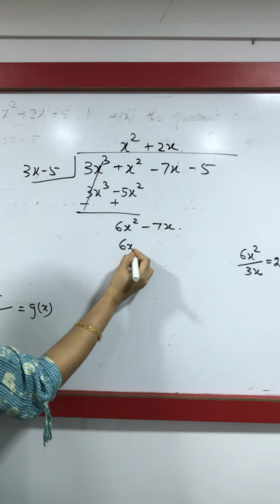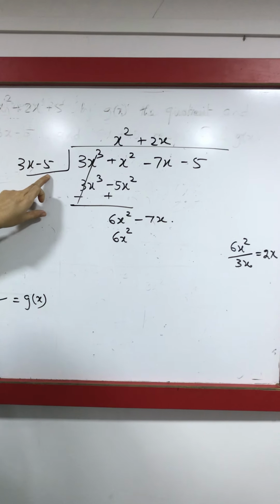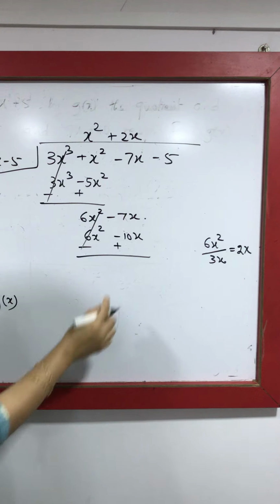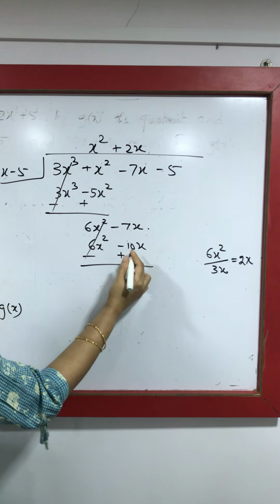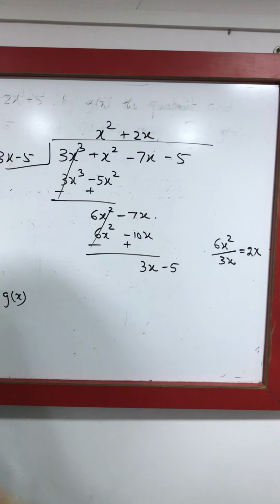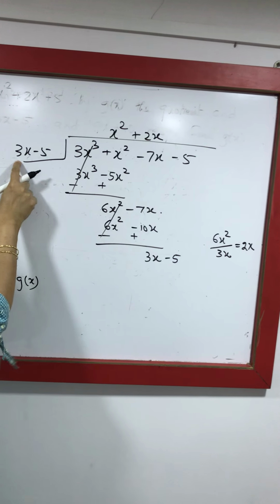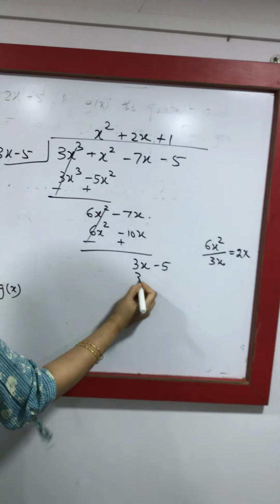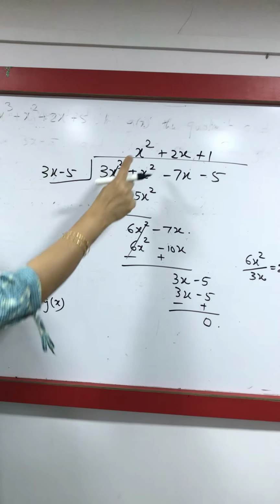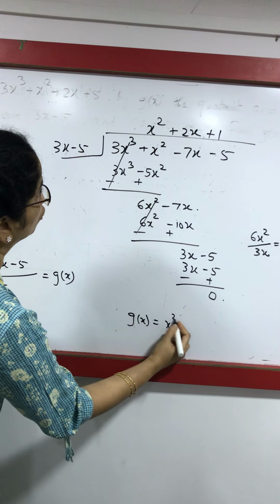2x we multiply with both the terms. So 2x into 3x is 6x square, and that is minus 10x. Change sign, cancel first term, subtract this, that will give us 3x. Bring 5 down. We then divide 3x with 3x, so that is plus 1, and this is what we'll get. Change sign, remainder is 0. The quotient that we have obtained is the value of gx.